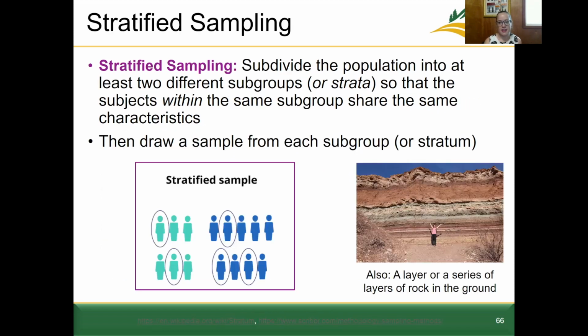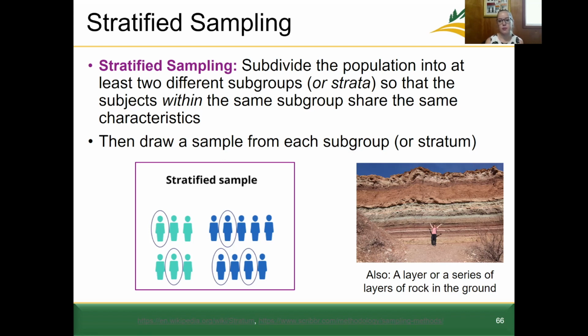There's also stratified sampling. This is subdividing the population into at least 2 different groups or strata, so the subjects within the same subgroup share the same characteristics. I put this picture here of a woman in front of strata, as we think of them in the study of rocks, because it does kind of relate to how we look at it in statistics. After we've divided the population into at least 2 different subgroups or strata so that the subjects within the same groups share the same characteristics, then we draw a sample from each subgroup. So that's one other way to sample a population.